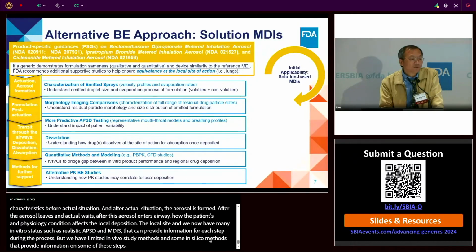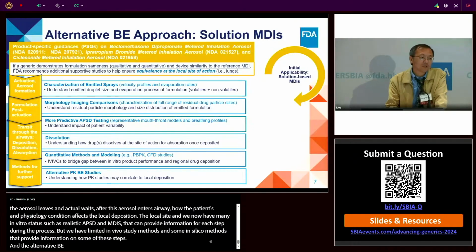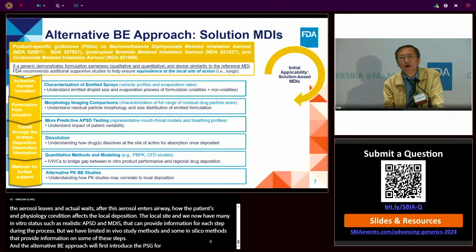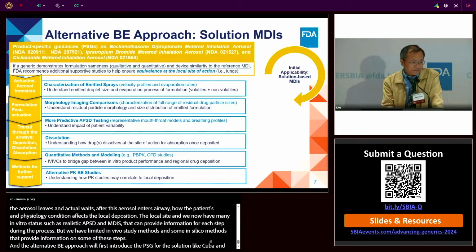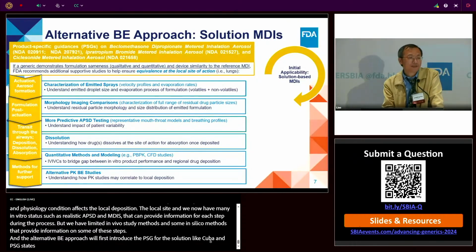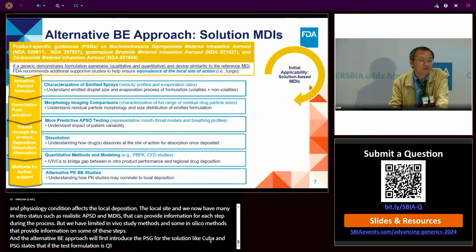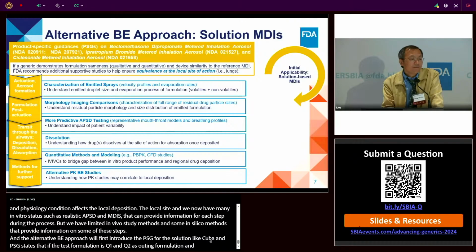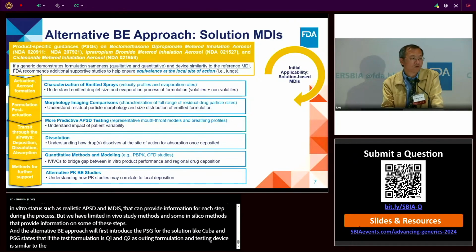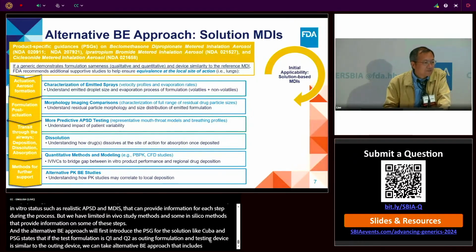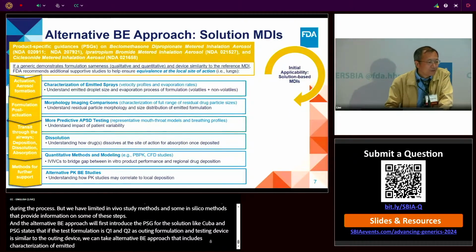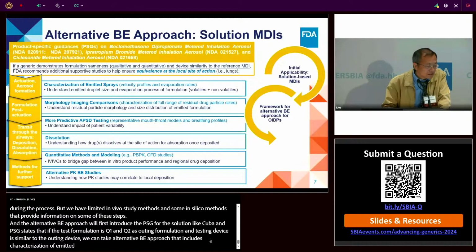And the alternative BE approach was first introduced in the PSG for the solution-based MDIs, like Qvar and the Qvar Redihaler. The PSG states that if the test formulation is Q1, Q2, the same as the RLD formulation, and the test device is similar to the RLD device, the applicants can take an alternative BE approach that includes characterization of emitted sprays, morphology imaging comparison, the realistic APSD and dissolution study, the in silico modeling, and the alternative PK BE studies.